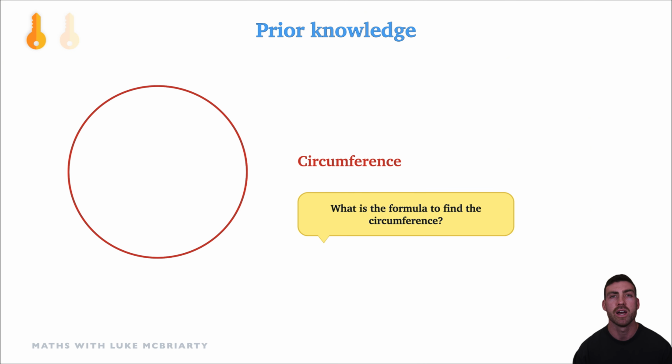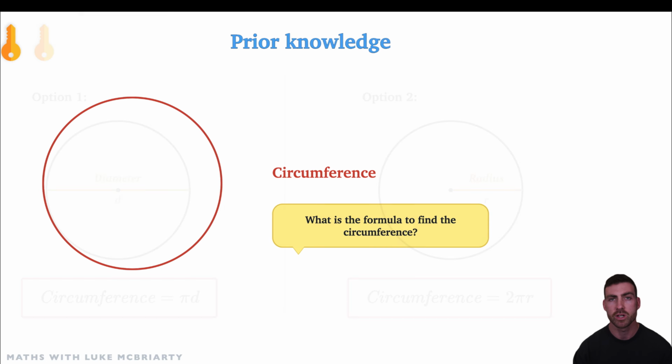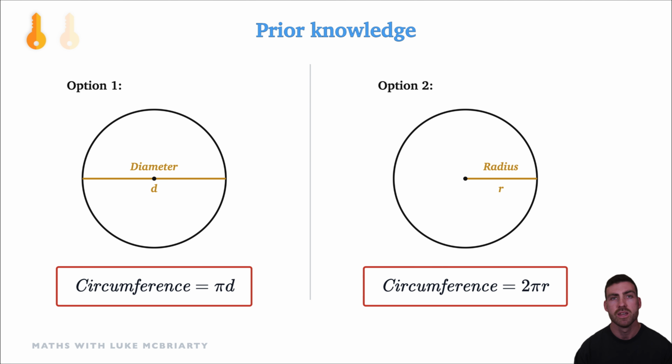Second, how do we find the circumference? There are two equivalent formulas. Circumference equals pi times the diameter, or circumference equals 2 times pi times the radius. These are the same formula because the diameter is simply twice the radius. If we remember these two ideas, we'll have everything we need to discover one of the most famous formulas in mathematics, the area of a circle.